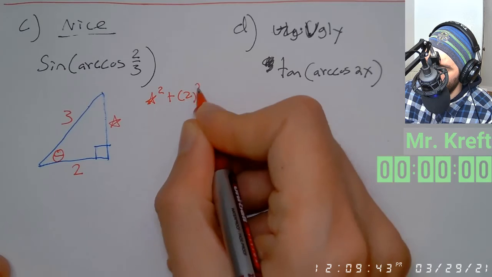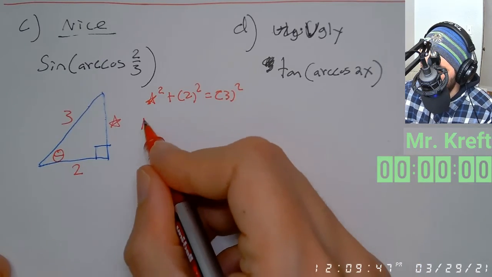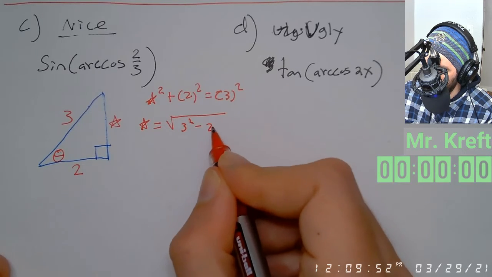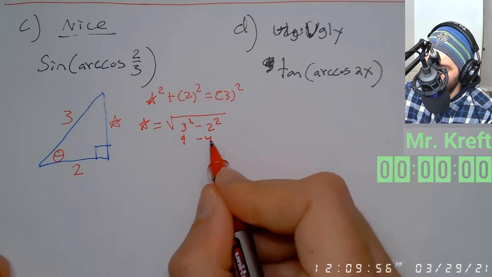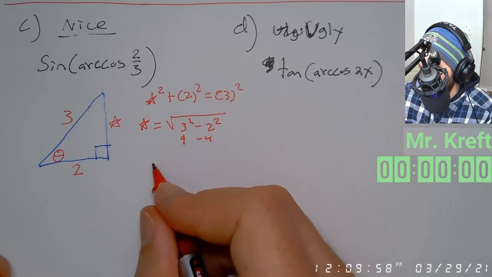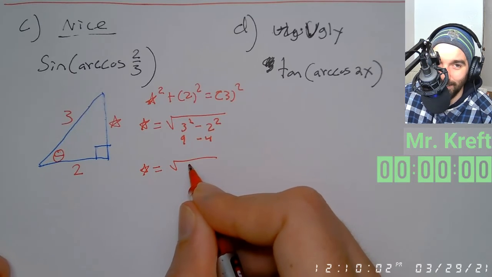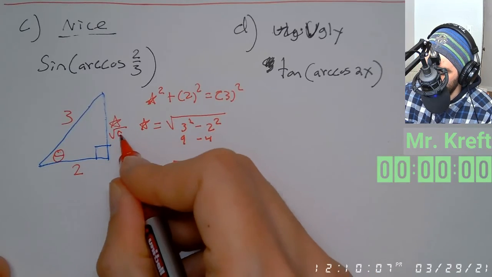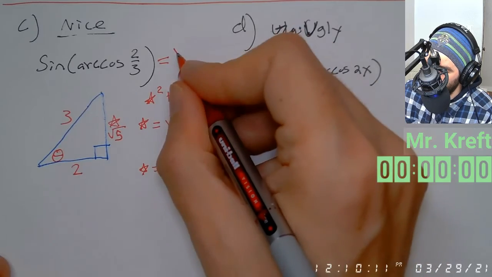So I'm going to do star squared plus 2 squared equals 3 squared. And then that means the star equals the square root of 3 squared minus 2 squared. So what is this? 9 minus 4. So that's 5. Oh my gosh. So this is going to be square root of 5. Right? Did I get that right? Yes, I got that right. Okay, so this is square root of 5. So then sine of theta is going to be square root of 5 over 3.